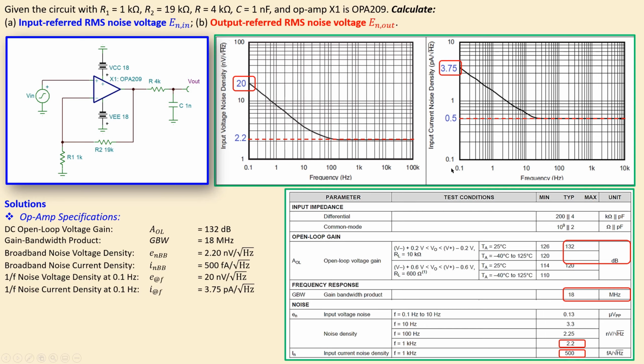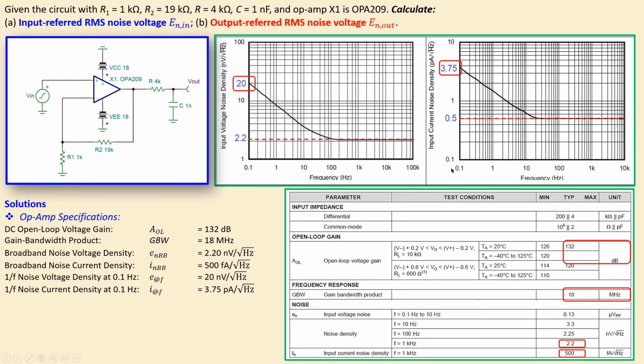Now looking at only the DC part, the signal gain is just the very familiar formula for the non-inverting amplifier, which is 1 plus the feedback resistance divided by the resistance seen at this inverting node to ground, which is then this formula. Now if you substitute the values, you will have 20.